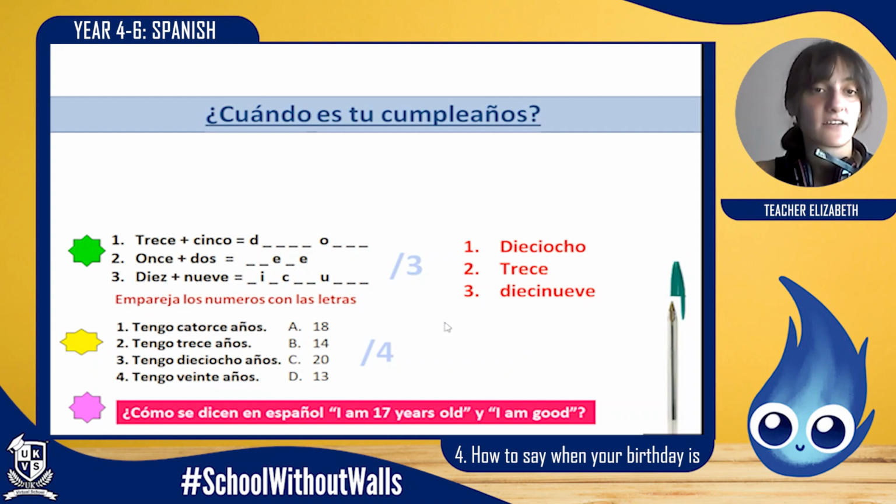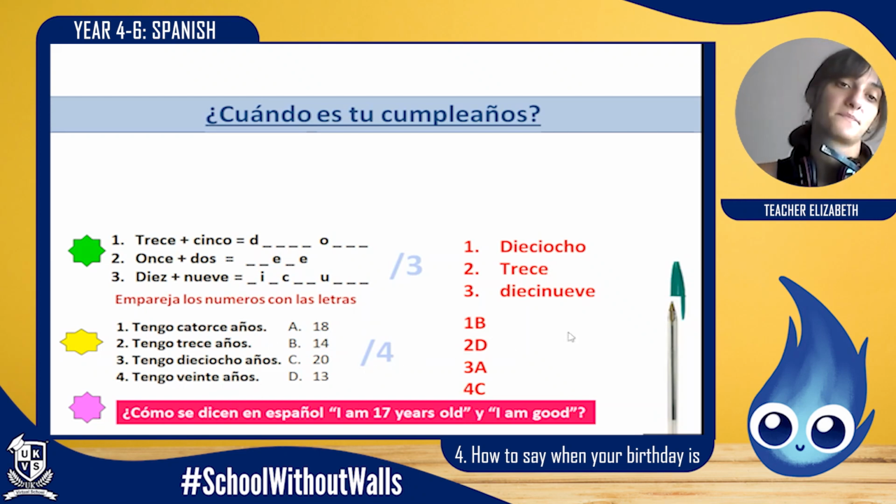Now let's have a look at the second one. So these are the answers. So tengo 14 años is 14. Tengo 13 años es de 13. Tengo 18 años, that is 18. And then tengo 20 años, 20.